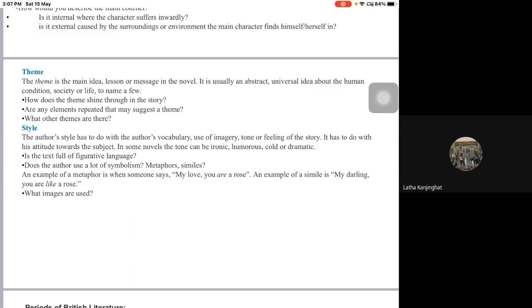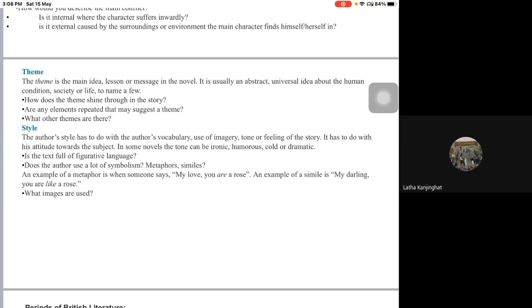Right? Then style. Author's style has to do with the author's vocabulary, use of imagery, tone or feeling of the story. What are the images that are brought in? For example, in Portrait of the Artist, several images are brought in. Image of the girl bathing, that's when he has an epiphany. So it has to do with his attitude towards the subject. In some novels, the tone can be ironic, humorous, cold, or dramatic.